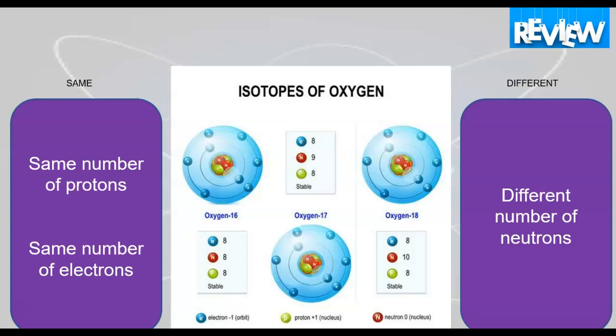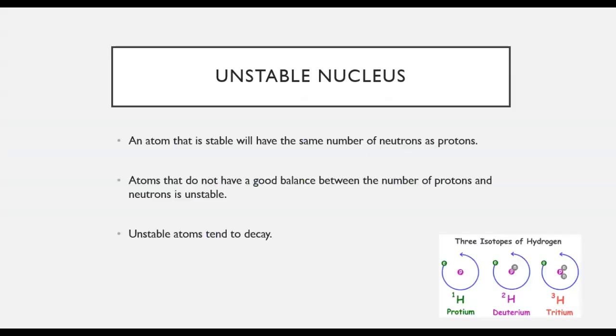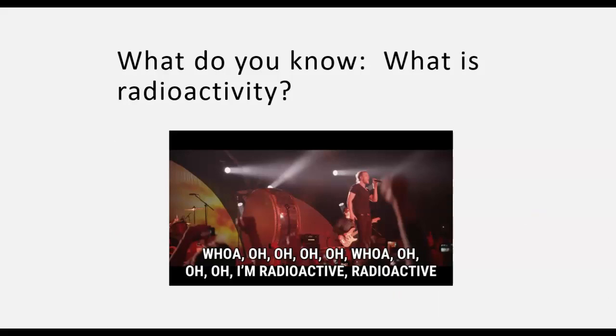All right, so as you go through and review, it will help explain the idea of what we're going to cover for radioactivity. So sometimes nuclei are unstable and they want to balance, but they don't. So an unstable atom will try to decay. It will try to reach balance. An atom is in balance if it has the same number of neutrons as protons. And we talked about the idea of isotopes, and that is where we get this idea that we're going to discuss today. So tell me, what do you know about radioactivity?